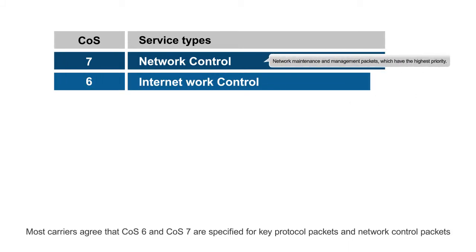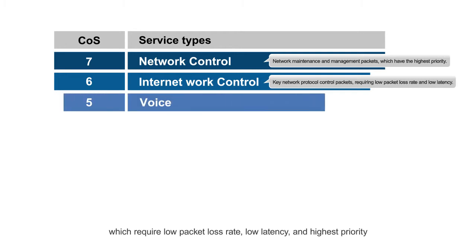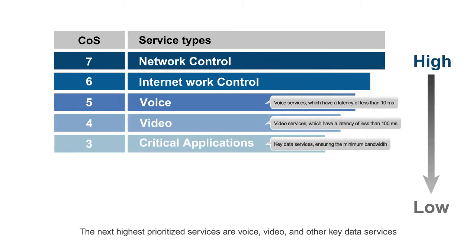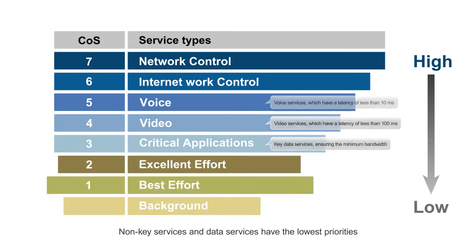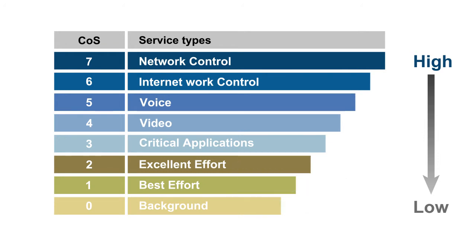Most carriers agree that QoS 6 and QoS 7 are specified for key protocol packets and network control packets, which require low packet loss rate, low latency, and highest priority. The next highest prioritized services are voice, video, and other key data services. Non-key services and data services have the lowest priorities.